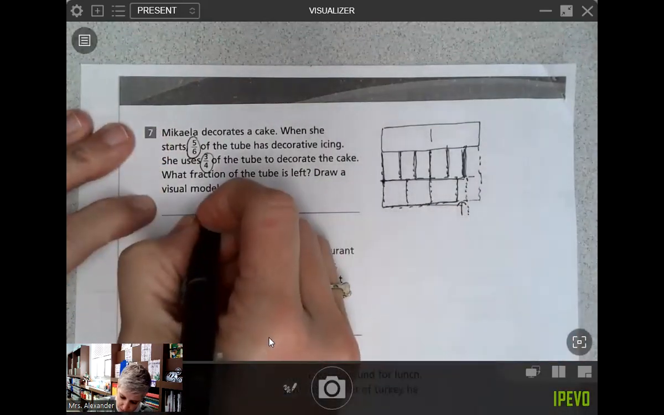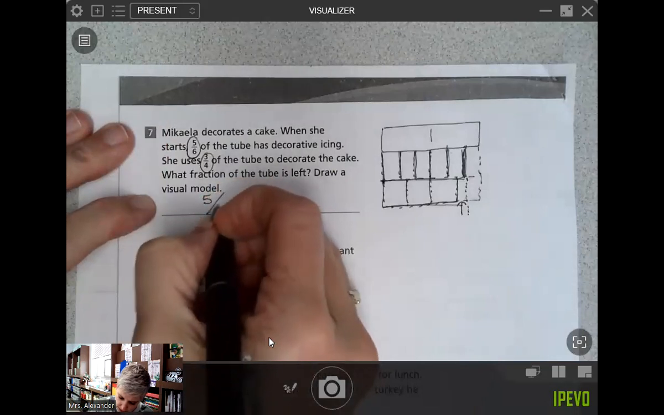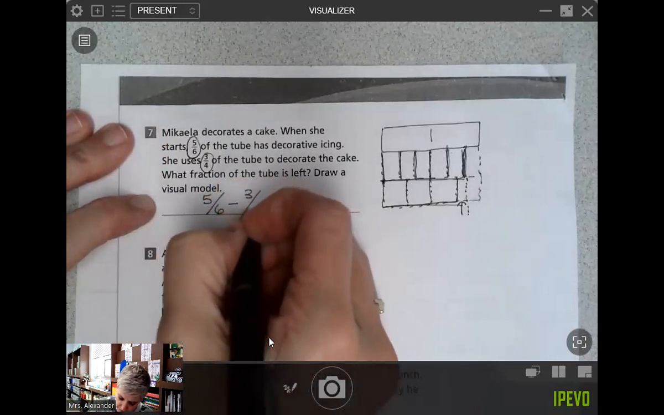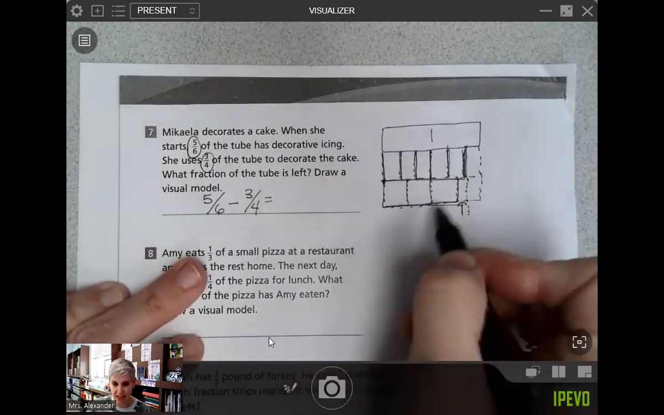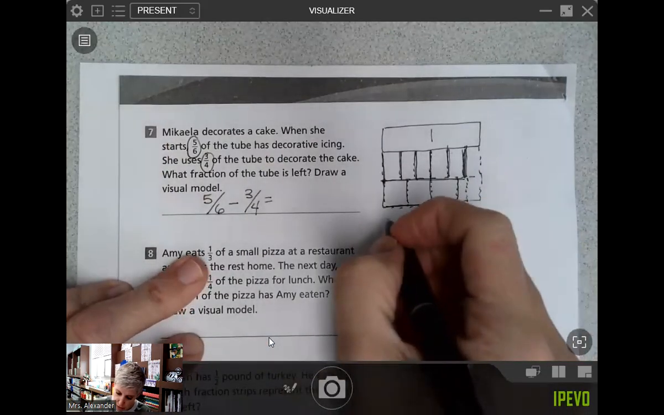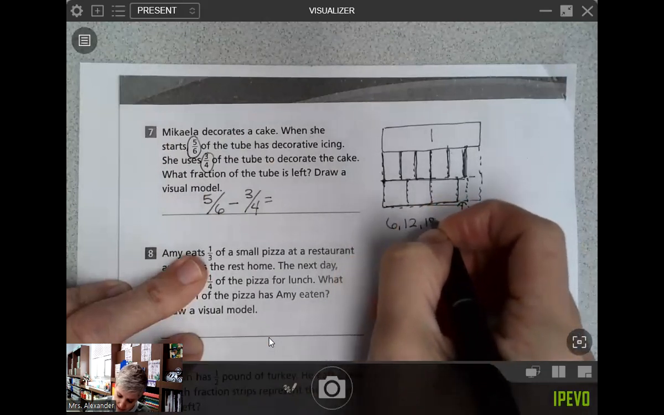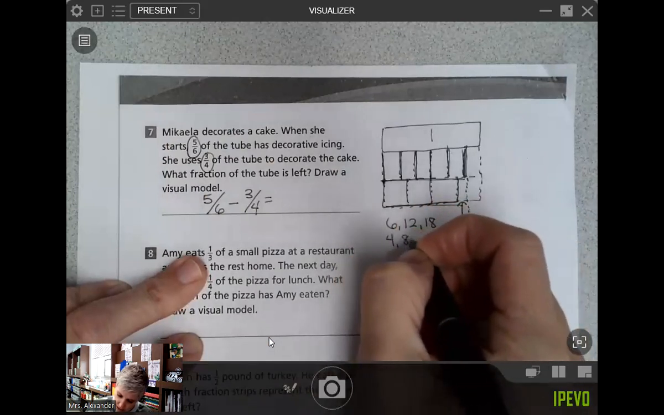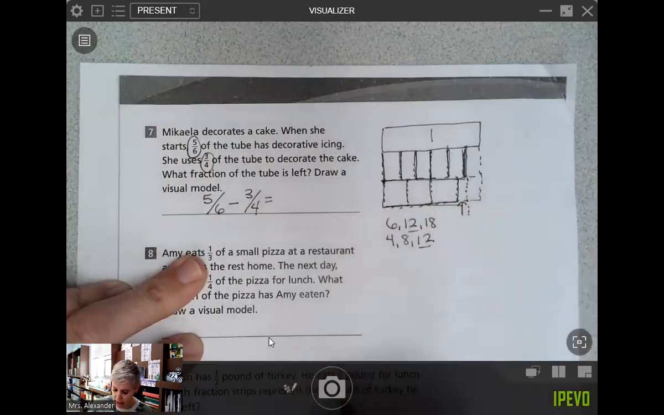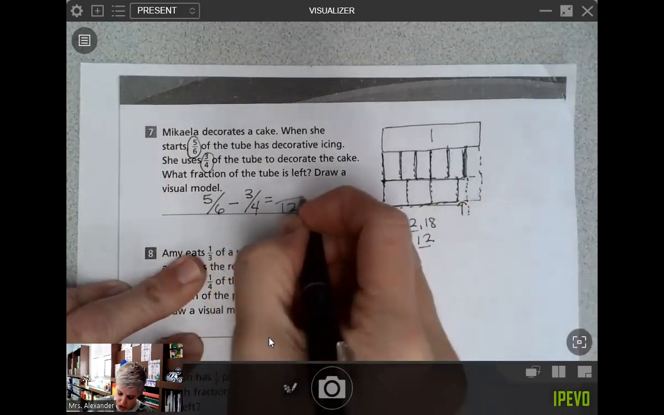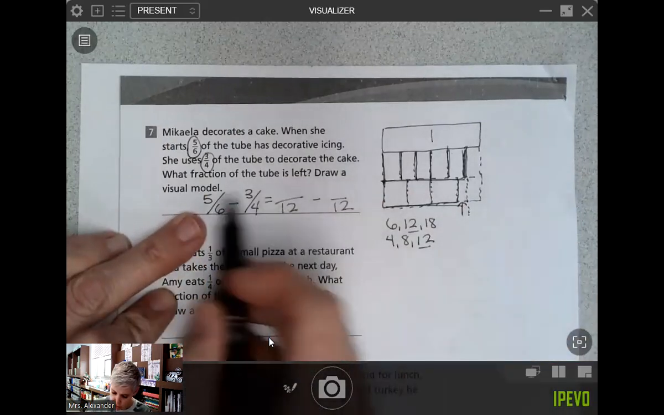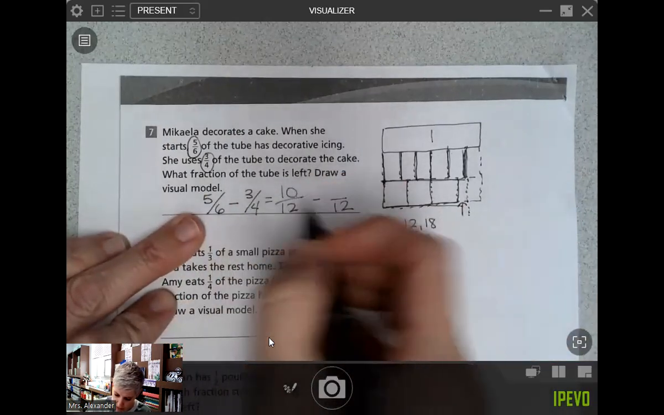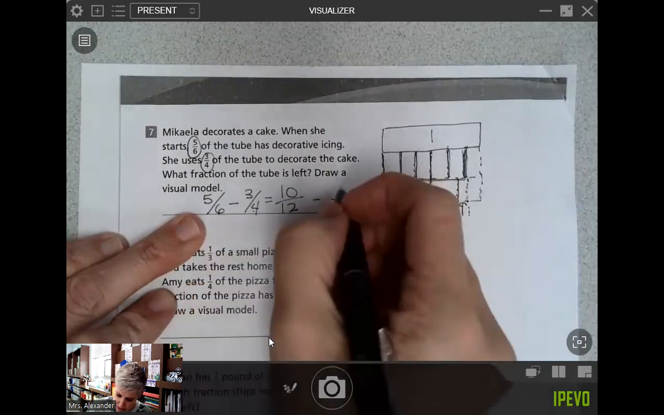But if I'm comparing 5/6 and she's using 3/4, I would have to determine, I need to make these equal pieces. So 6, 12, 18, 4, 8, 12. I'm going to stop right there because I know that these have a shared or common denominator of 12. 6 times 2, 5 times 2, 4 times 3, 3 times 3.